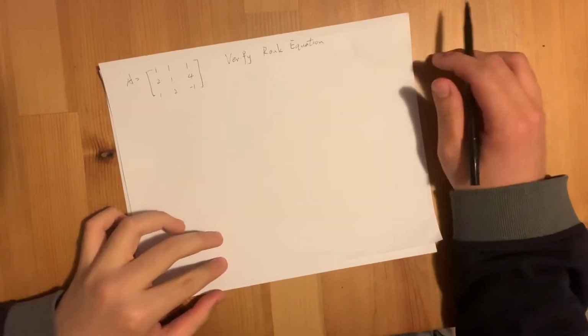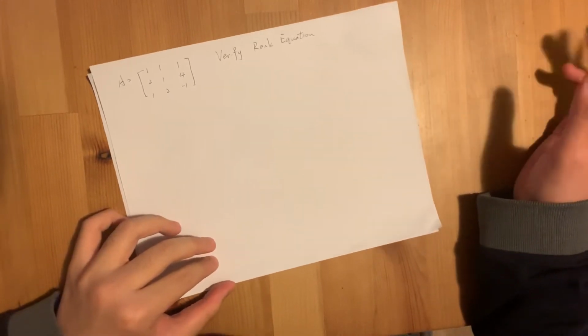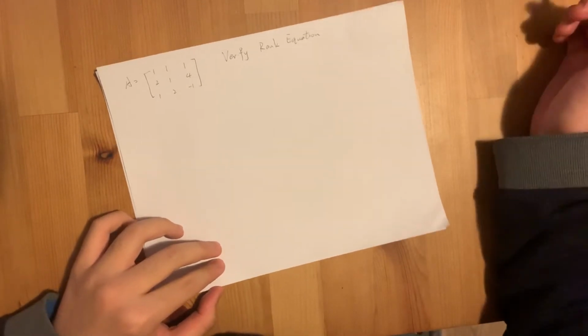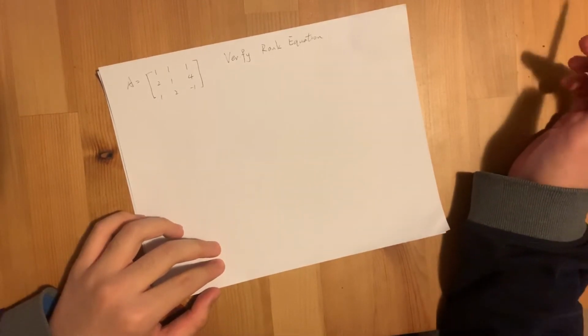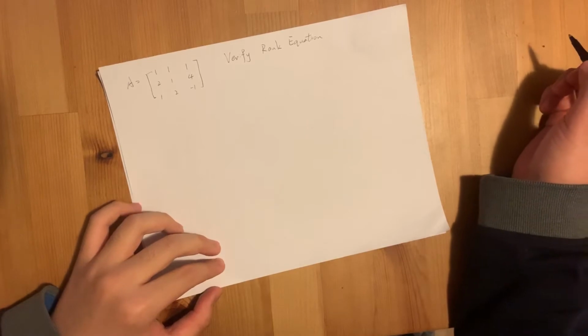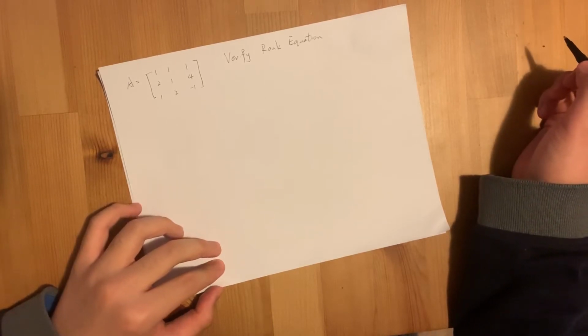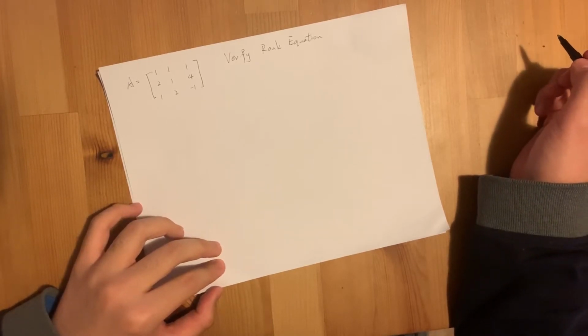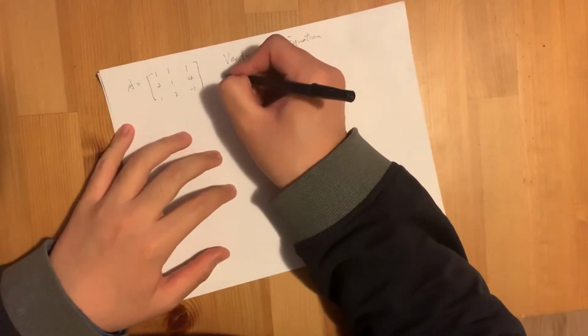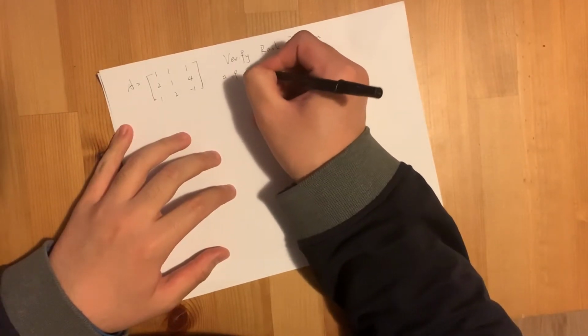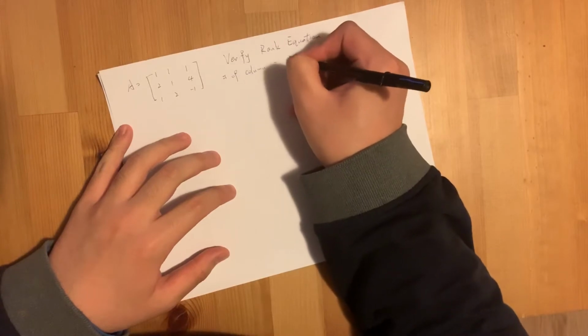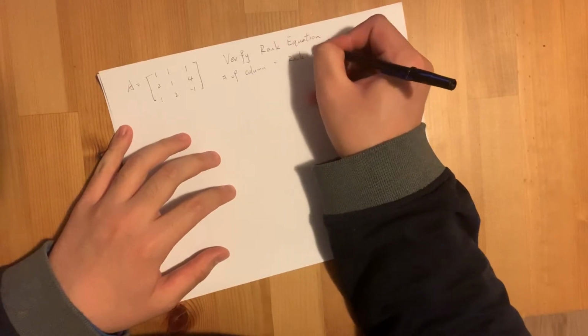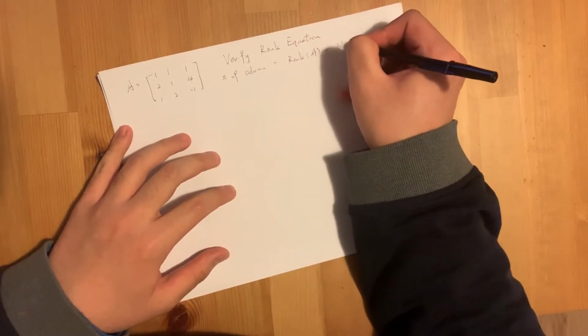Okay, so here we go. The first example problem is something we've talked about before. It basically gives you a matrix and asks you to please verify the rank equation for this matrix. The rank equation says the number of columns equals the rank of this matrix plus the nullity of this matrix.